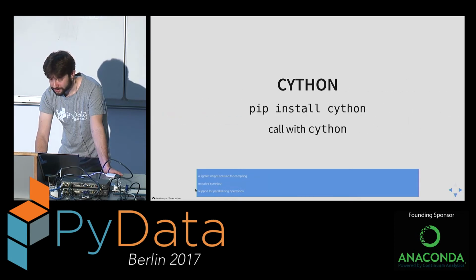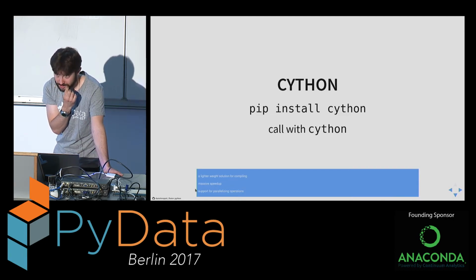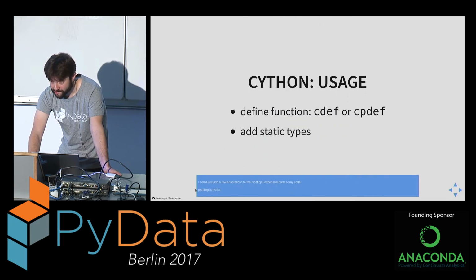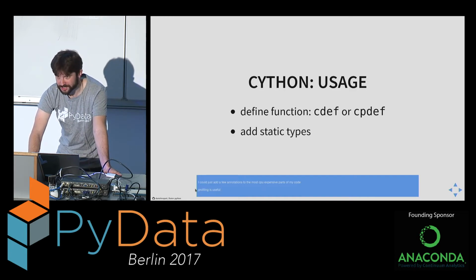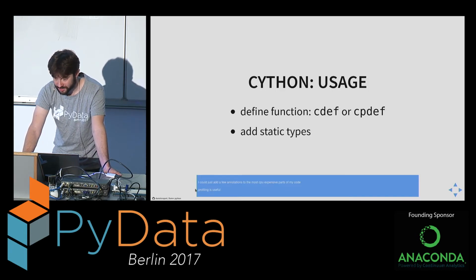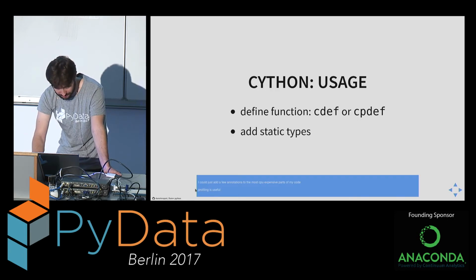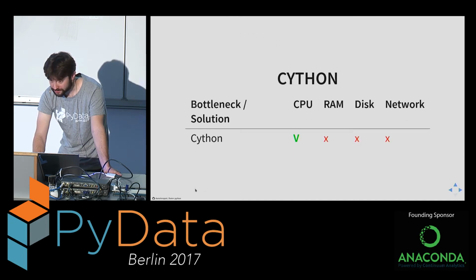What else can you do? You can use Cython, which is a lighter weight solution. You pip install it, you call it with Cython. It has support for parallelizing operations. You define a function as a Cython function, as cdef, or as a Cython function with a Python wrapper with cpdef. You add some static types, and then you're ready to go. And you can get quite a huge speed up.